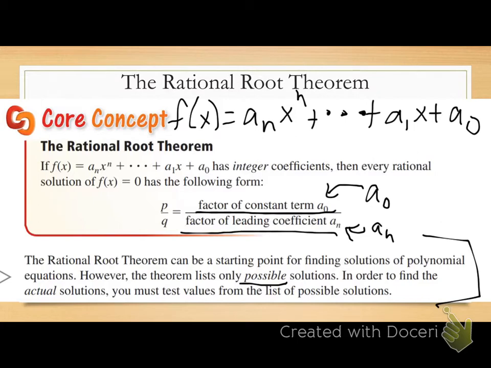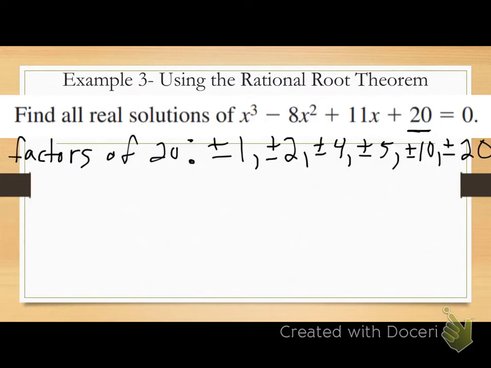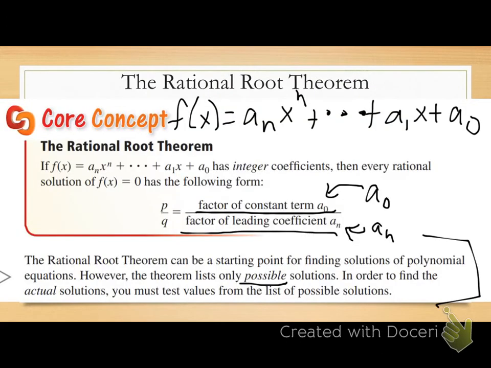Now I need the factors of my leading coefficient. So what's my leading coefficient in this case? 1. So I'm going to list factors of 1. What are they? Plus or minus 1. Is that all? Yep. So I've got the factors of my constant term. I've got the factors of my leading coefficient. My rational root theorem tells me that my solutions take the form, the factors of my constant term over the factors of my leading coefficient.